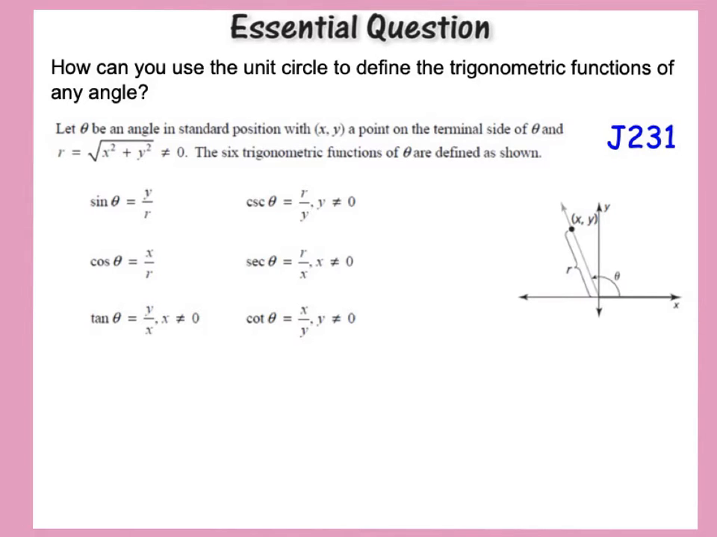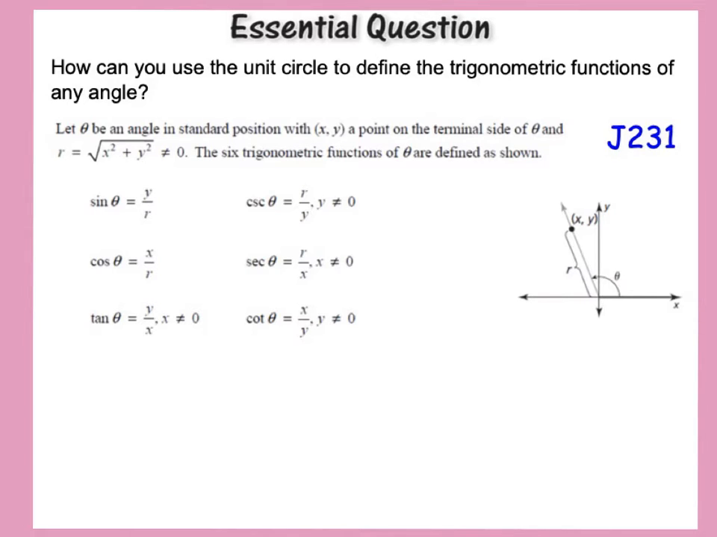Let theta be an angle in standard position with (x, y) a point on the terminal side of theta, and r equals the square root of x squared plus y squared, which does not equal 0. The 6 trigonometric functions of theta are defined as shown. Sine theta is y over r. Cosecant theta is the reciprocal, which is r over y, where y does not equal 0.